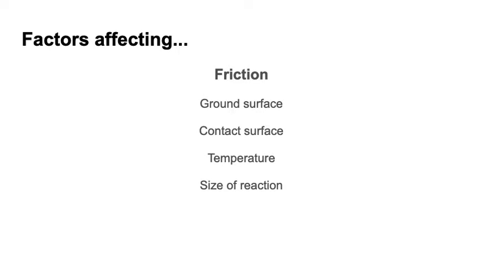With temperature, we're normally looking at the temperature of the contact surface. So if you think of Formula One drivers, they'll try and heat up their wheels. So if the temperature is higher, then friction will be greater. If temperature is lower, then friction will be less, and that would affect their ability to go around corners. And the size of the reaction force, like if it's a heavy object, is going to apply quite a large force to the ground. Therefore, a higher reaction force would increase friction.